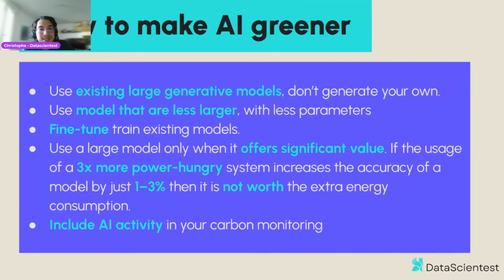Use the model when it offers value, right? If you are asking me for a translation, maybe go onto DeepL or Google Translate, right? Because they are 3 times less hungry than ChatGPT, for instance, right? And basically, if the company or if yourself are doing this carbon monitoring, well, I would say include this AI activity because it counts, right? If you are counting plane trips, count AI, in a way, right?